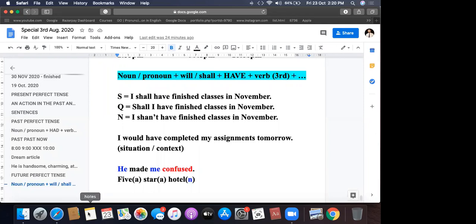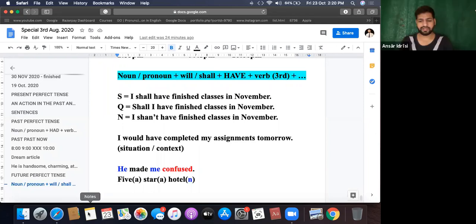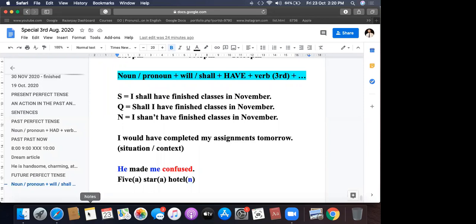Very good. Next. They will have calculated the values. Will they have calculated the values? They won't have calculated the values. Very good. Next. They shall have cried a lot in the funeral. Shall they have cried a lot in the funeral? They shan't have cried a lot in the funeral.